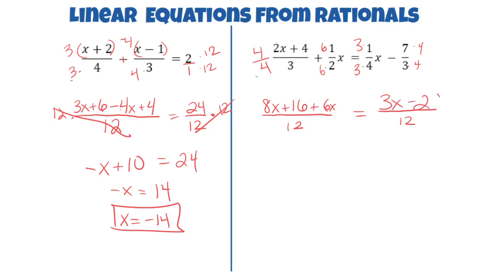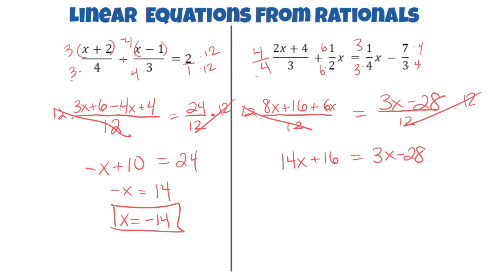3x minus 28. Now I'm going to take both sides and take it times 12 so that those denominators will cancel out. And I have just this linear equation. I'll go ahead and combine the like terms as I go. No like terms here, but here I can combine the 8x and the 6x. So this becomes 14x plus 16. Over here, you get a 3x minus 28.